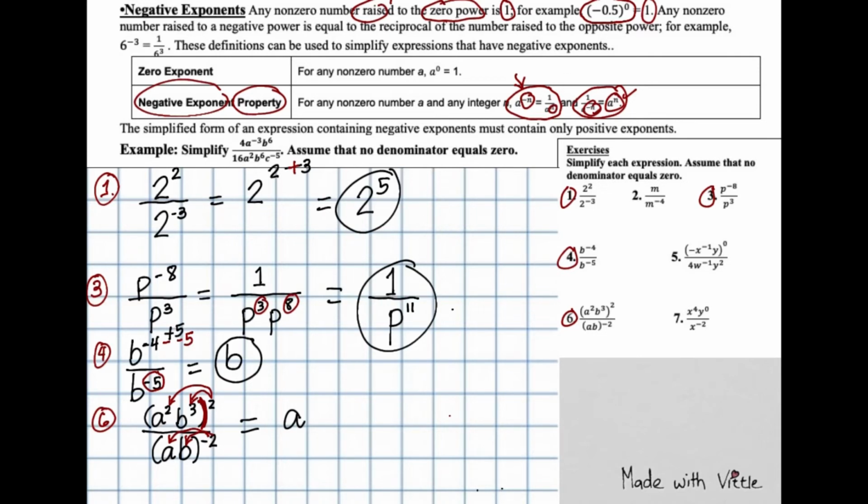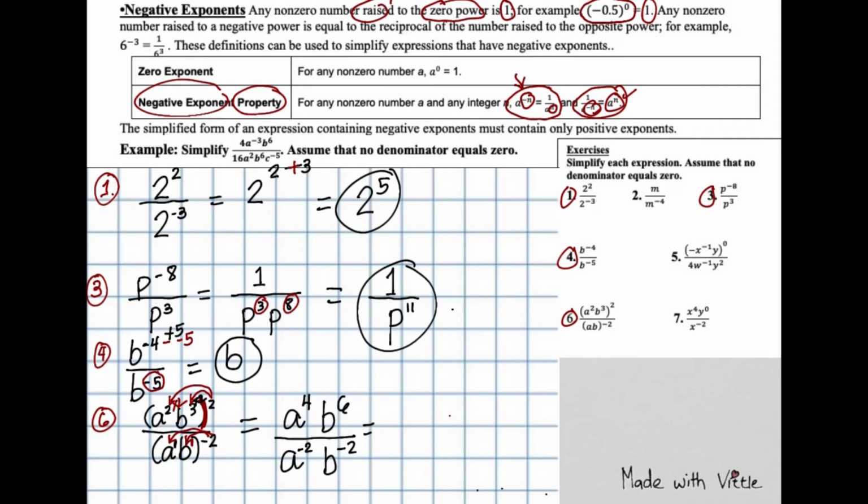So a squared times that second power, so 2 times 2 is equal to a to the fourth power. B to the third power times 2 is going to be b to the sixth power. At the bottom, a to the first power times negative 2 power will give you a negative second power. b with the first power times that negative 2 power will be negative 2.